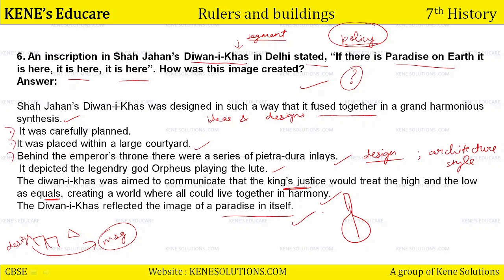Okay, so this was the reason why Shah Jahan called Diwan-e-Khas a paradise: first, the location where it was placed, the designs, the structure, the architectural style, and especially the pietra dura inlays and the god playing the lute, showing so many symbols and giving so many messages behind each design and sculpture.